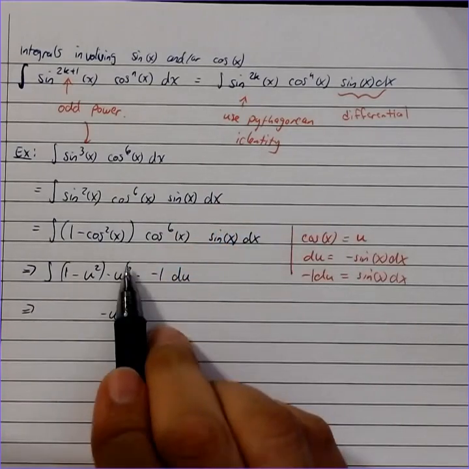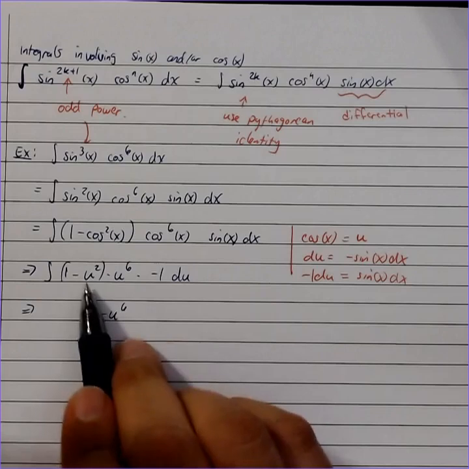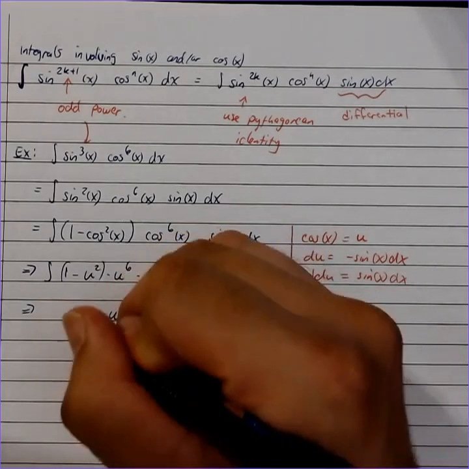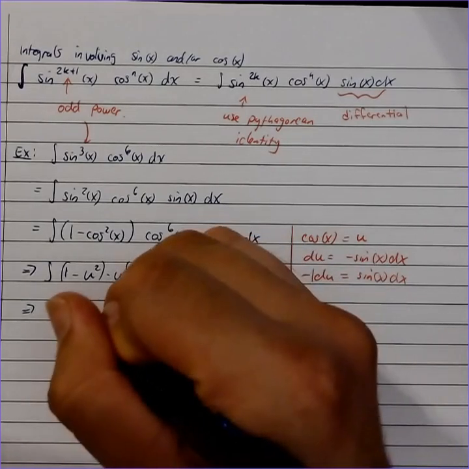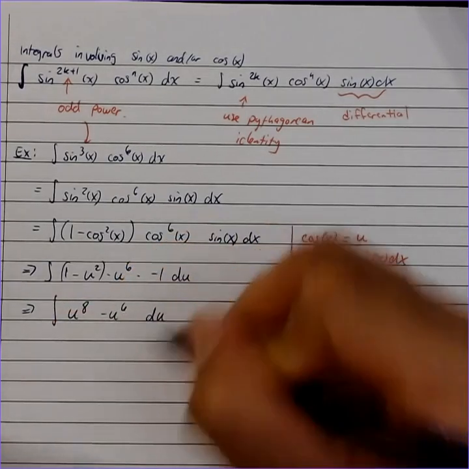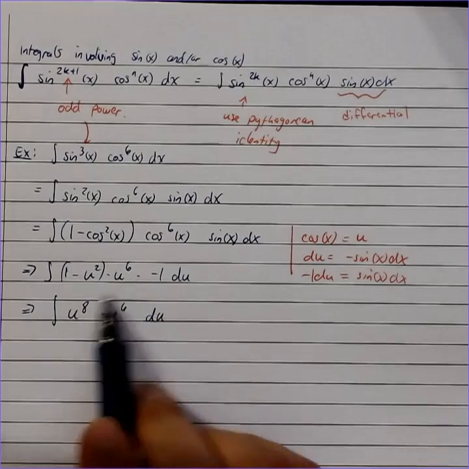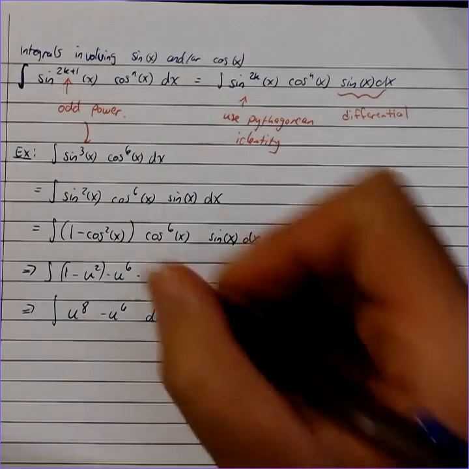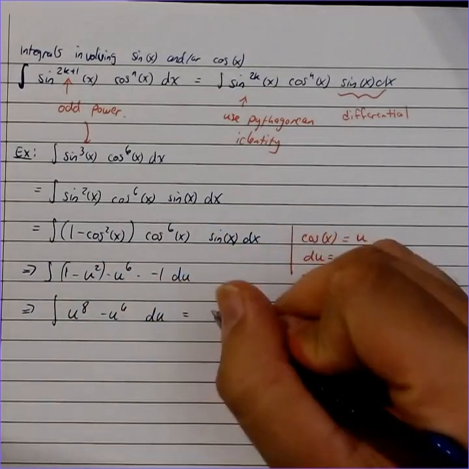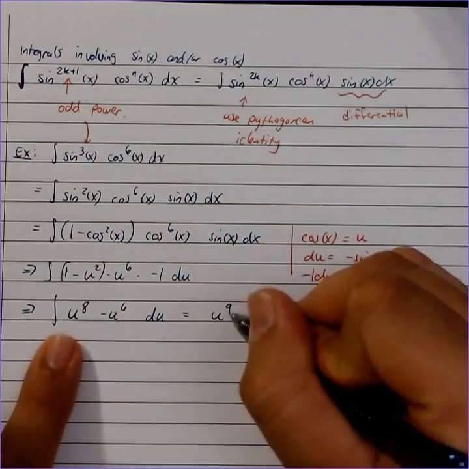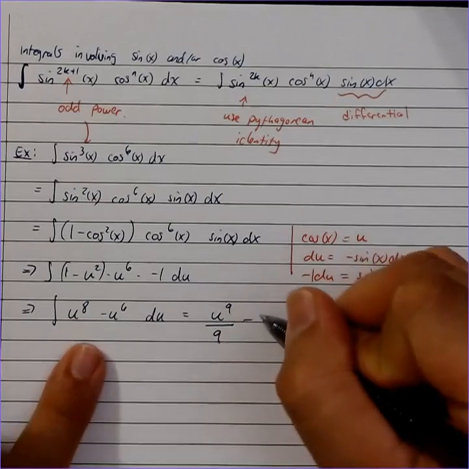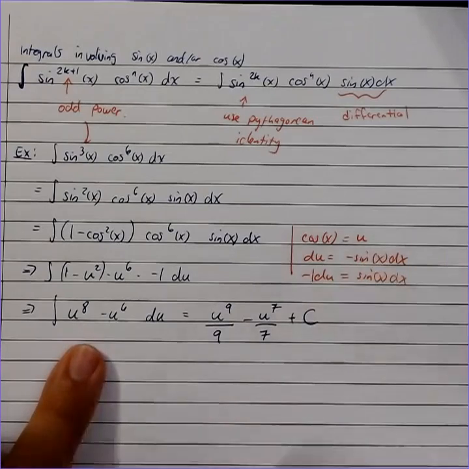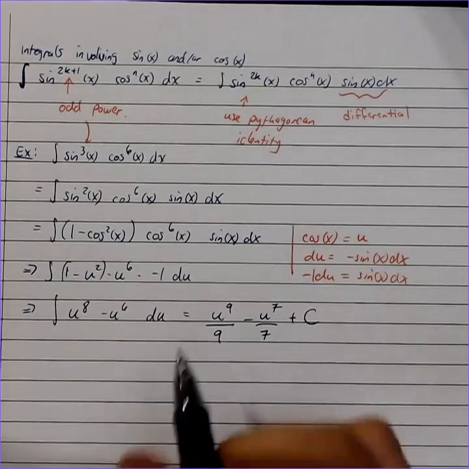Here, -1 times u to the sixth is negative u to the sixth times negative u squared, that's positive u to the eighth. Here, just distribute u to the sixth and then change the signs of everything. But now that just uses the power rule. This can now be written as u to the 9th over 9 minus u to the 7th over 7 plus some constant of integration.